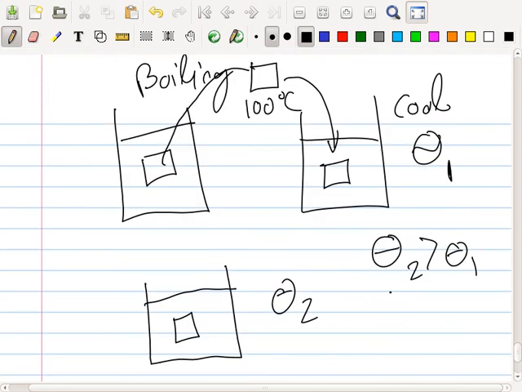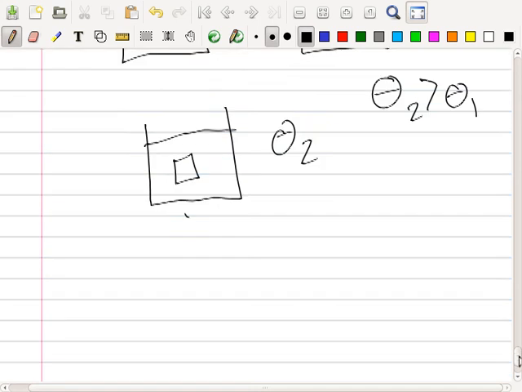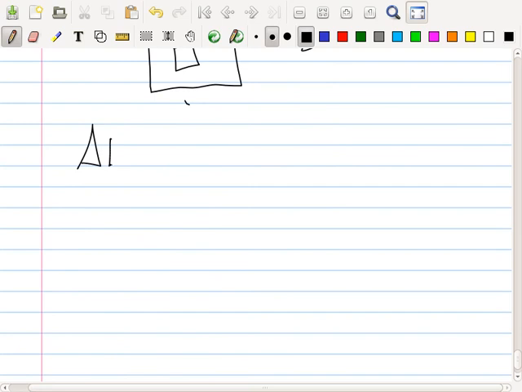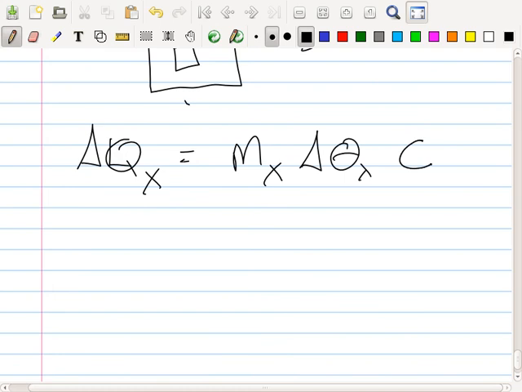I put it into this, and it cools down, and it becomes theta 2. So what happens is the energy from the block equals m of the block times the change in the temperature of the block times the specific heat capacity of the block. And this is what we want to know.